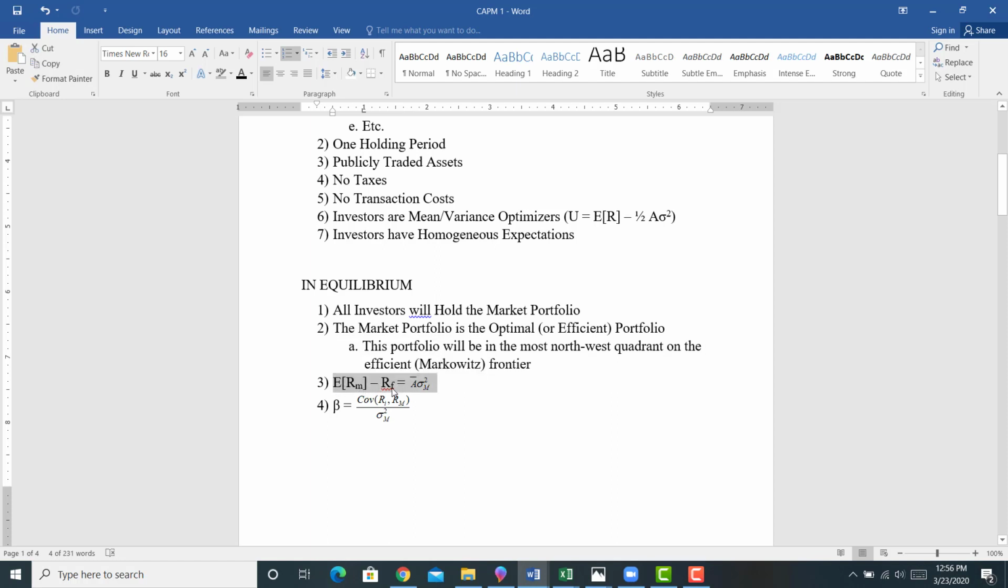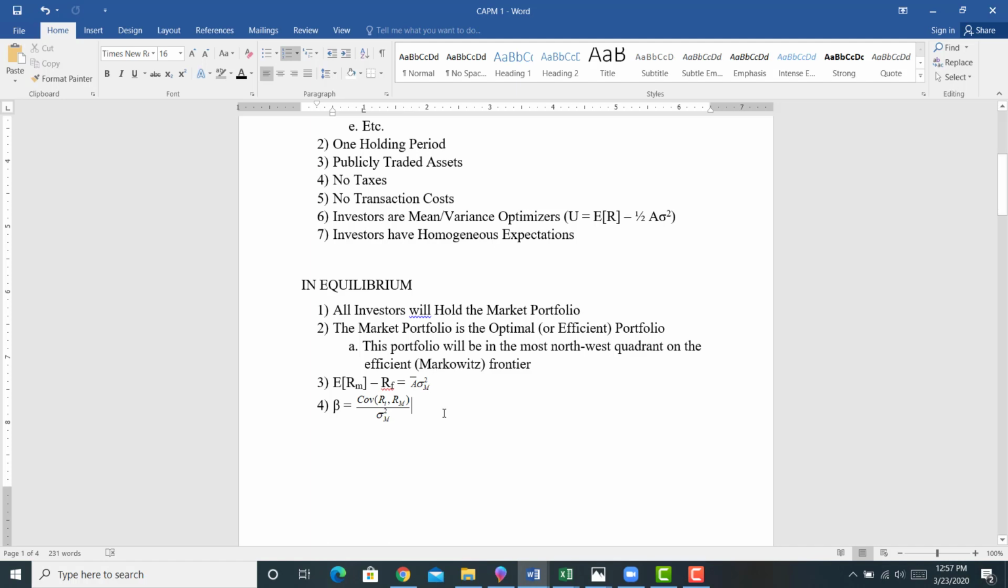The expected return on the market minus the risk-free rate, this is called the market risk premium, is equal to the average individual's coefficient of risk aversion times the variance of the market. This is important. If you'll recall, in the previous module, Module 3, we came up with a way to measure the coefficient of risk aversion. If I solve algebraically for A bar, the average coefficient of risk aversion, I get the same formula that I came up with in case 1 when we were defining optimal portfolios.